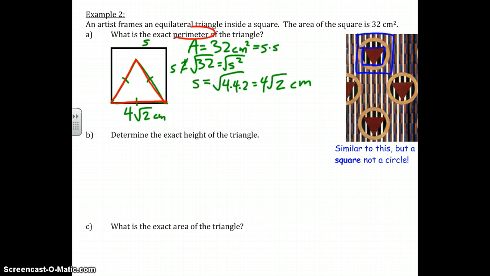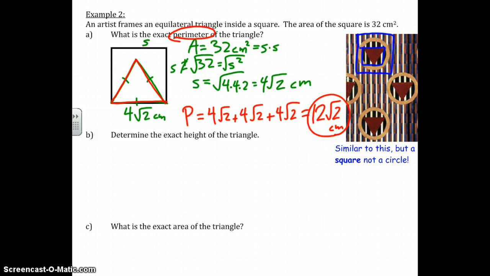This question asks for the perimeter. The perimeter is just 4 square root 2 plus 4 square root 2 plus 4 square root 2, so it works out to be 12 square root 2 centimeters. That's the perimeter, and that's part A. We got that from the fact that the area is 32 centimeters squared, and since it's a square, the square root of the area gives us the side length.